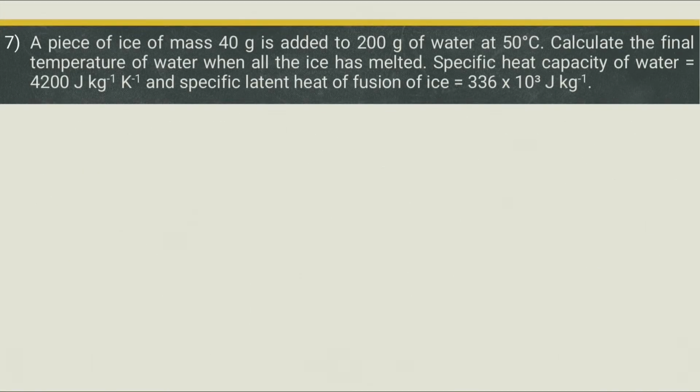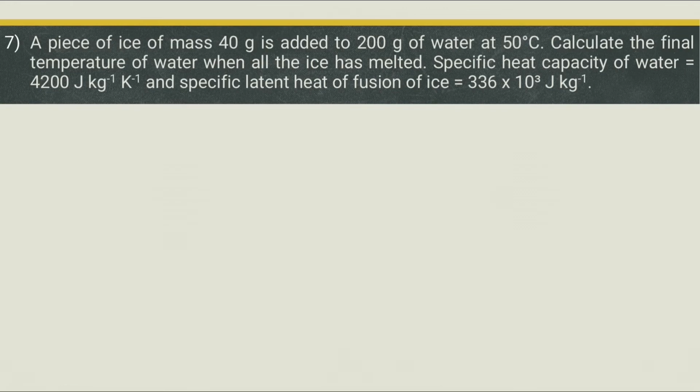Hello students, let us start from numerical 7 onwards of exercise 11b. Seventh numerical: a piece of ice of mass 40 gram is added to 200 gram of water at 50 degrees Celsius. Calculate the final temperature of water when all ice has melted.